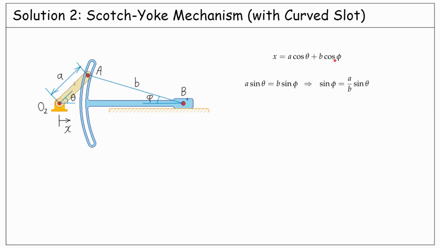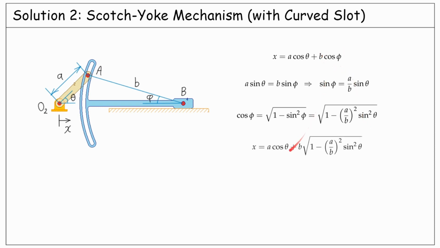But we need the cosine of phi, which can be computed as the square root of 1 minus the sine squared of phi. And substituting this sine of phi, we will have it in terms of sine of theta. Finally, substituting the cosine of phi in the expression, we will have the position of point B as a function of theta. And by putting B inside the square root, we can simplify it a bit.